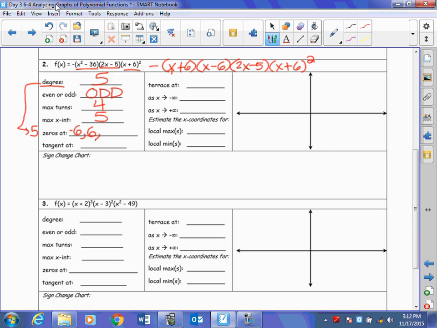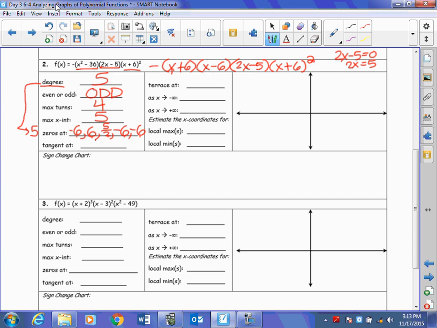If you don't know what the answer is, set the factor equal to 0 and solve. It's 2x equals 5. So it's not 5, but it's the last step. Divide by 2. So it would be 5 halves. And the last one is x plus 6 squared, so that's going to be negative 6 twice. Let's count them. 1, 2, 3, 4, 5.